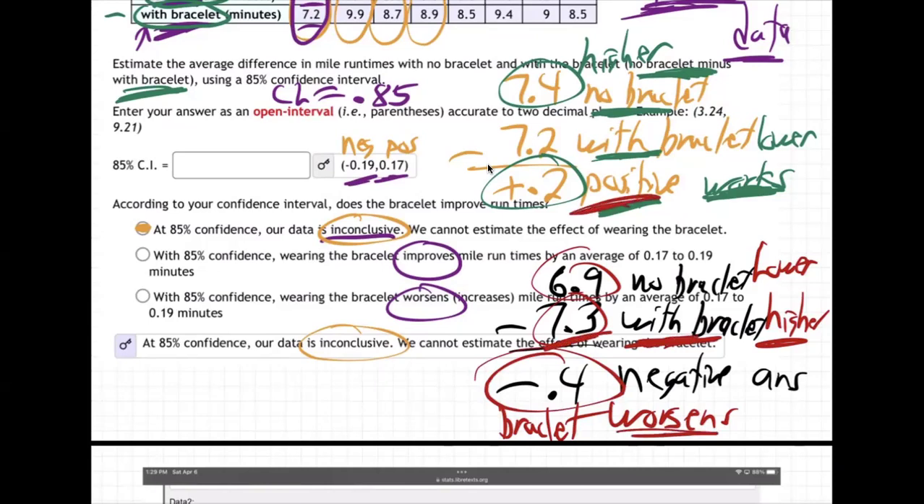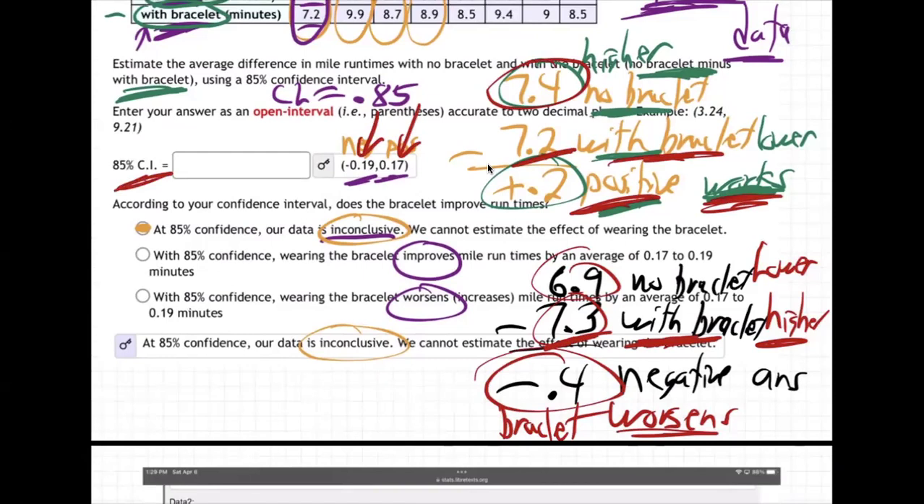If you get a positive answer, that means the first number was higher, the second number is lower, the bracelet time is lower, it works. But if you get, what did we get? Well, the truth is we got both negative and positive. What do you mean we got negative? Well, we're just not sure if the answer ends up negative or positive.